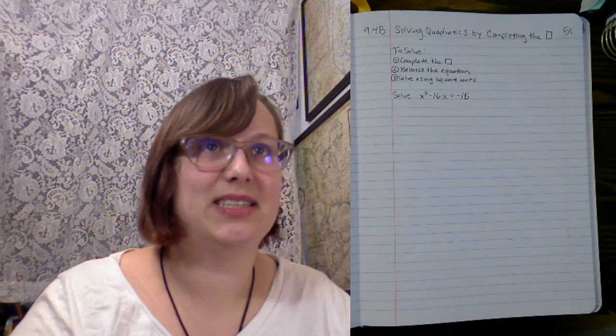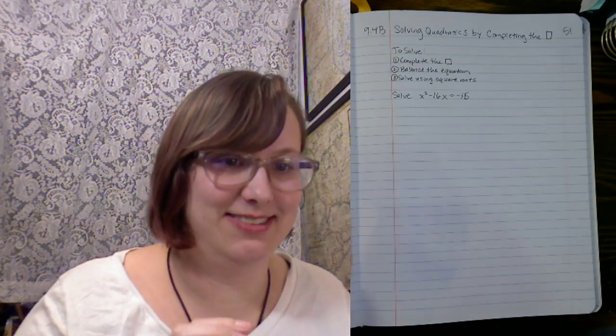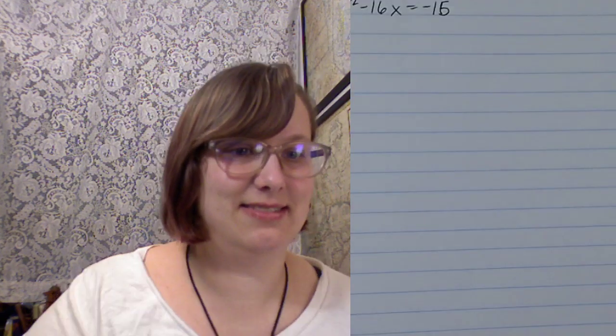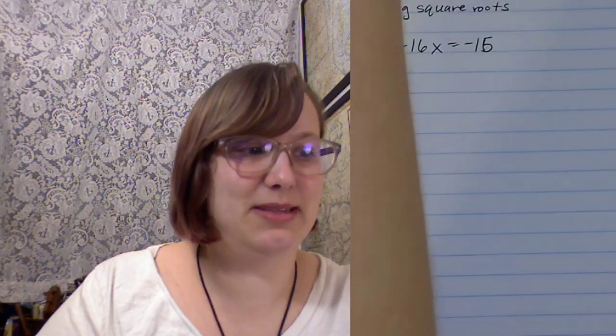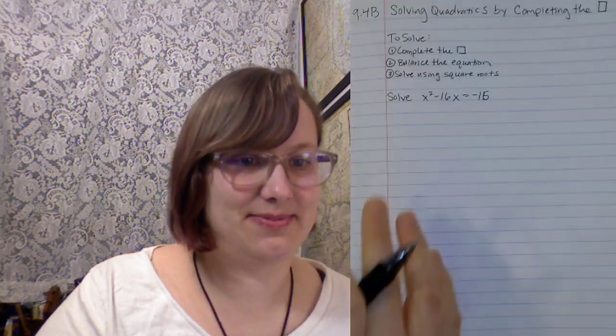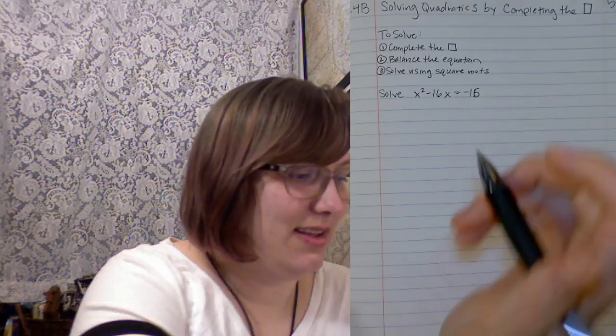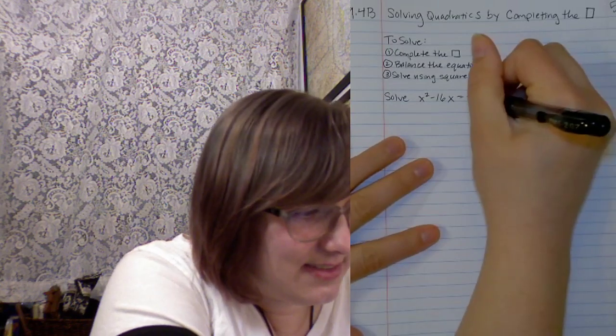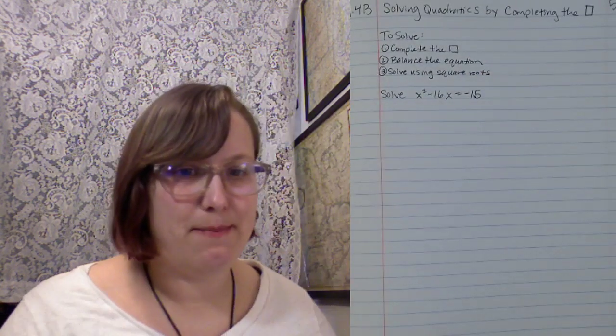Let's solve, where's my question? X squared minus 16x equals negative 15. Oop, I need whiteout. I need to zoom in. I don't need to zoom in that much. Y'all, that's a 15, not a 16. Somebody's going to get confused later and it's going to be my fault.